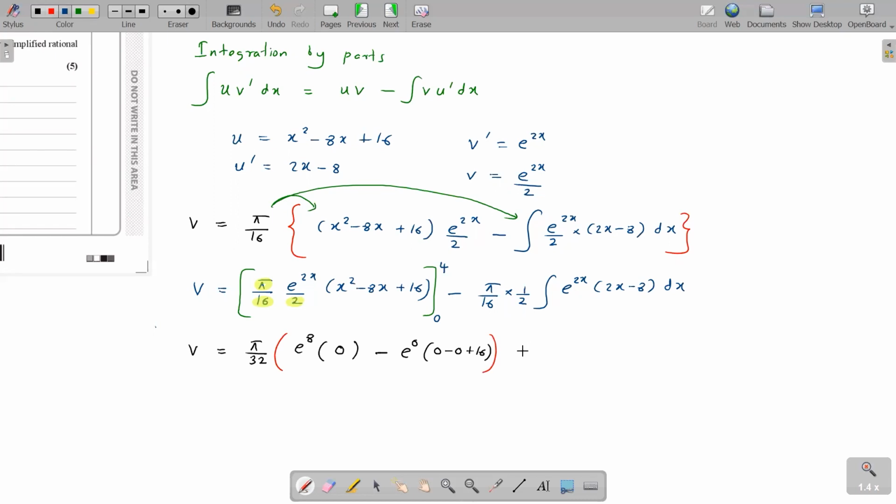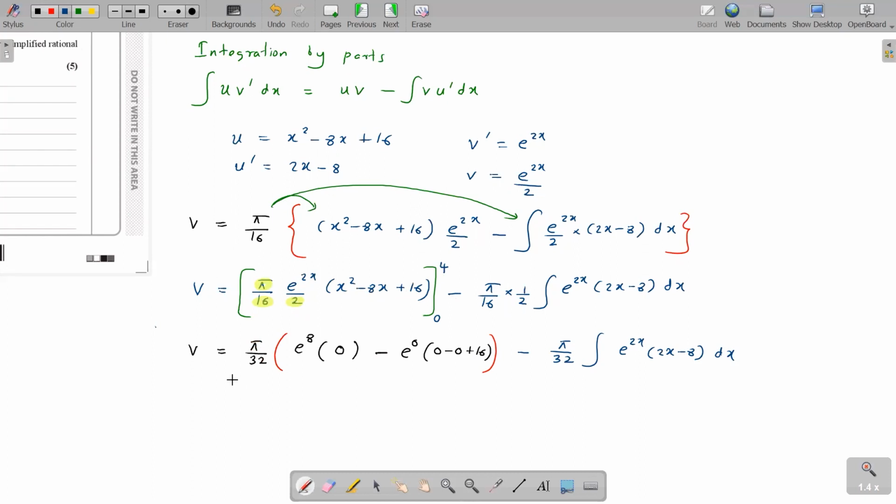Okay, and then outside this I have pi over 32 integration of e to the power 2x times 2x minus 8. Okay, I hope this part was clear to you. I took the pi over 32 out and replaced all the x values with 4 first, and then minus, I replaced all the x values with 0 afterwards.